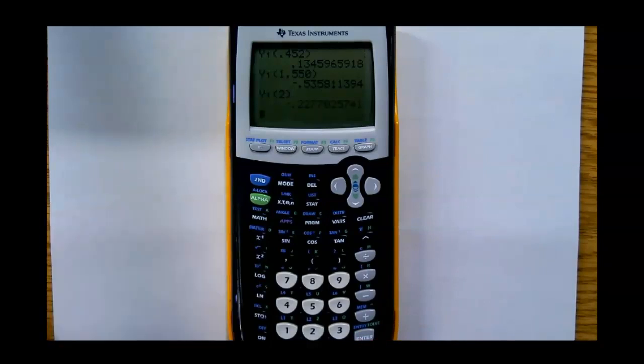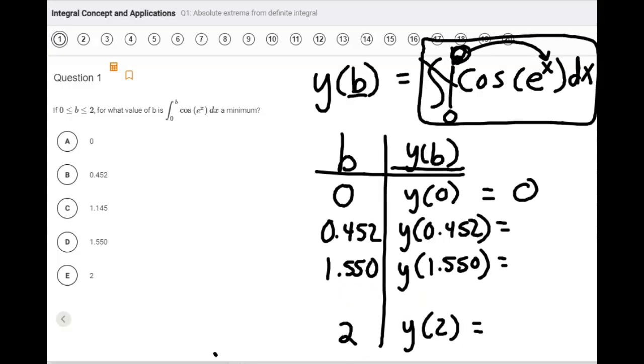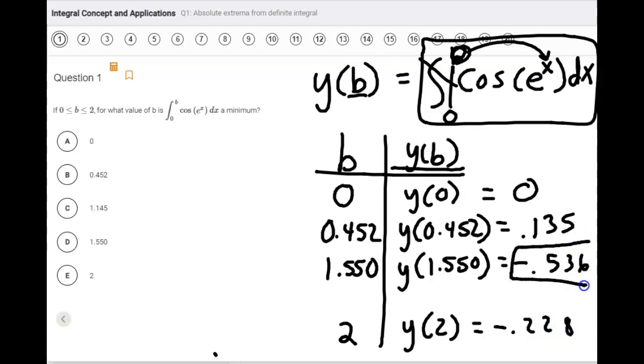We get that. All right, so on our chart then we can go back to our screen, and I'll put these numbers in here now, and we can see which one is the minimum. For 0.452 I get 0.135, and for 1.550 I get negative 0.536, and then for y of 2 I get negative 0.228. And as you guys can see, this one is the minimum.